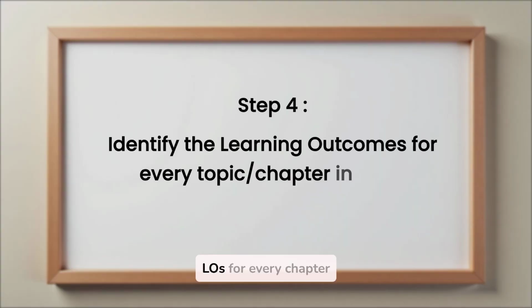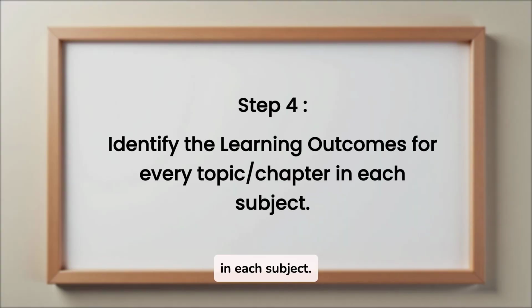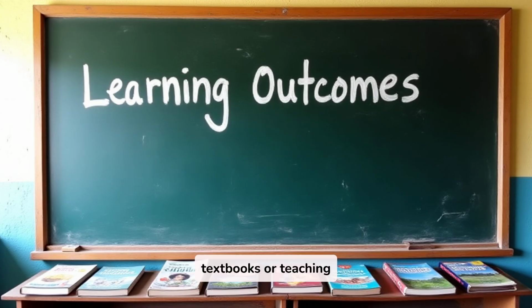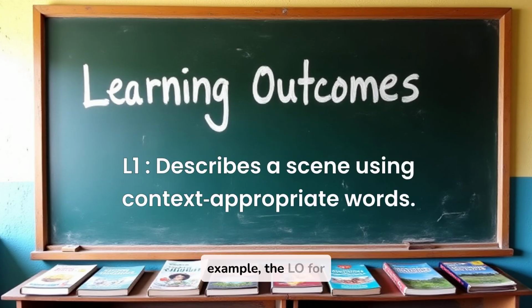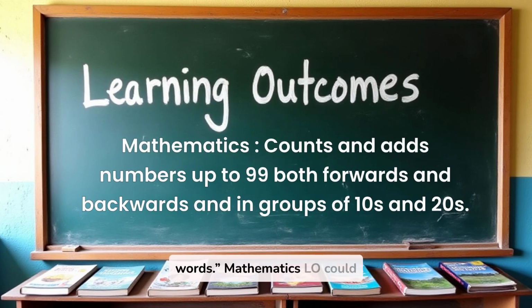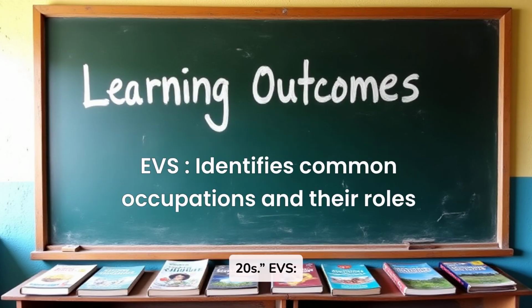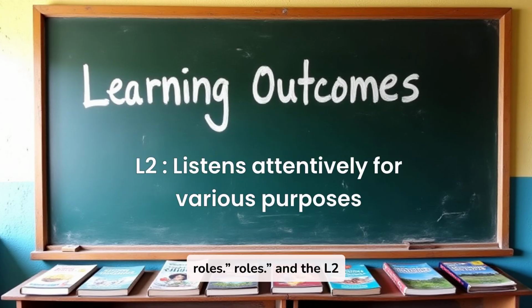Next, identify the LOs for every chapter in each subject. You will find learning outcomes listed in textbooks or teaching guides. For example, the LO for first language, L1, could be, describes a scene using context-appropriate words. Mathematics LO could be, counts and adds numbers up to 99, both forwards and backwards, and in groups of 10s and 20s. EVS identifies common occupations and their roles. And the L2 LO could be, listens attentively for various purposes.